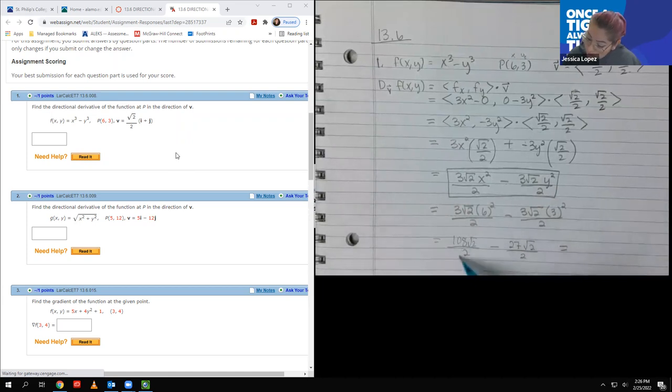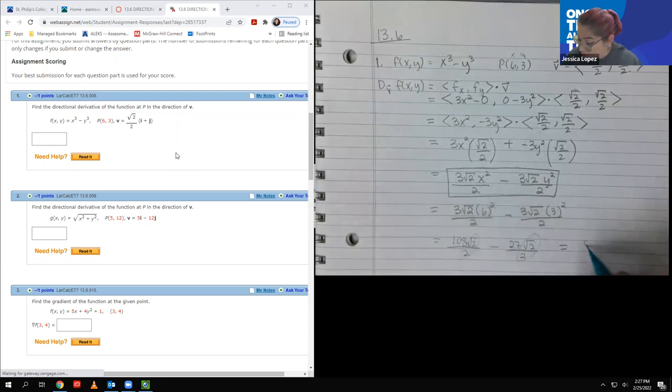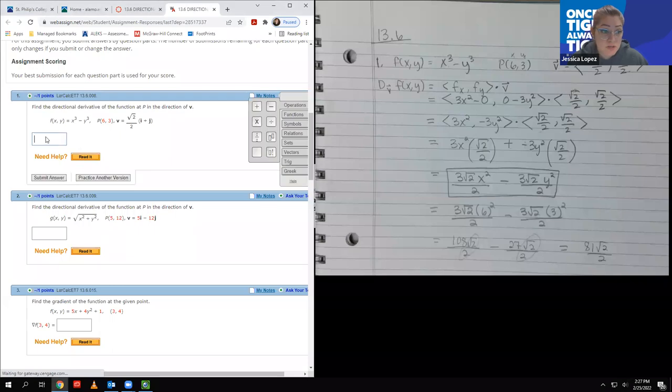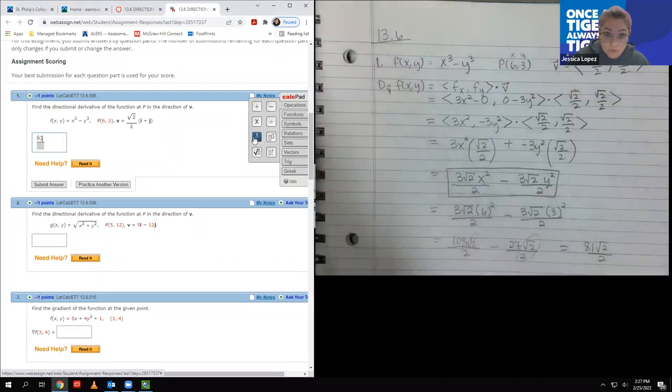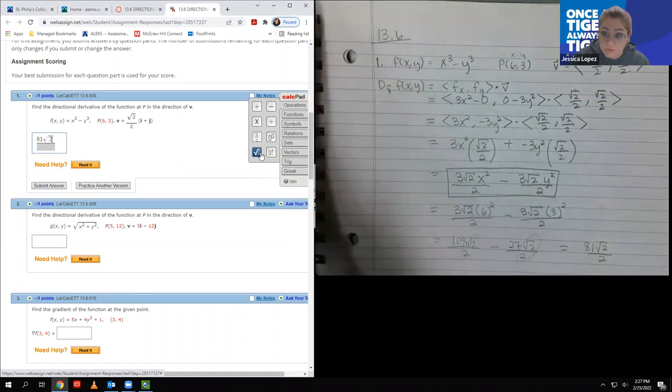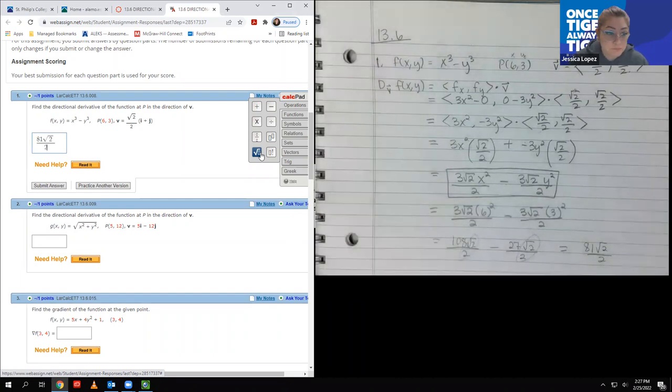Since they both have the square root of 2 over 2, we can combine them. So 108 minus 27 is actually 81 square root of 2 over 2. It doesn't look like they're asking me to round my answer to anything, so I will have to enter this exact answer: 81 square root of 2 over 2. Oops, why did I put 0?